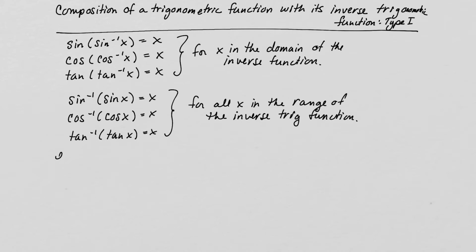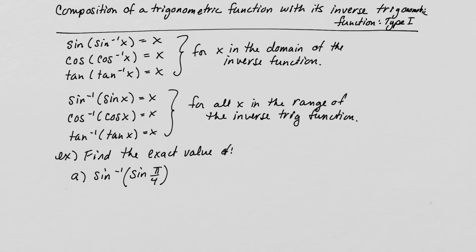So, for example, find the exact value of a, the inverse sine of the sine of pi over 4. So all that would happen here is the inverse sine and the sine would cancel each other out, and we end up with pi over 4, and we have to make sure, is pi over 4 in the range of the inverse sine? Yes, it is. So we're done.